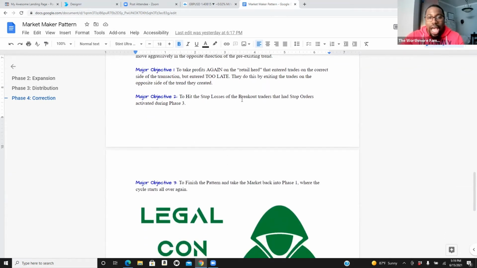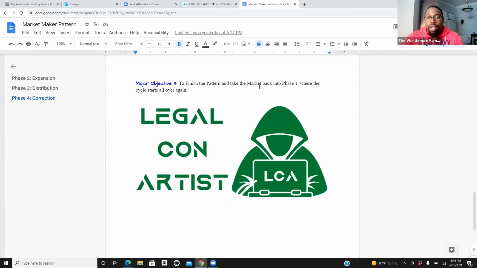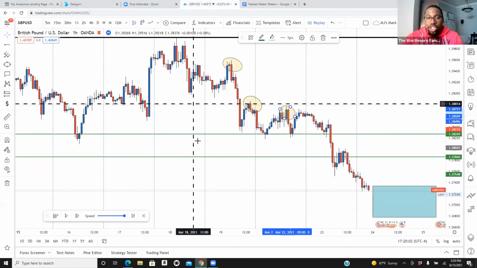Objective number 2, of course, is to hit the stop losses of the breakout traders. We know where those guys are. Hit their stop losses, right? That was activated during phase 3. And of course, to finish the pattern and make the market go back into phase 1 where the cycle starts all over again. So let's watch it play out.